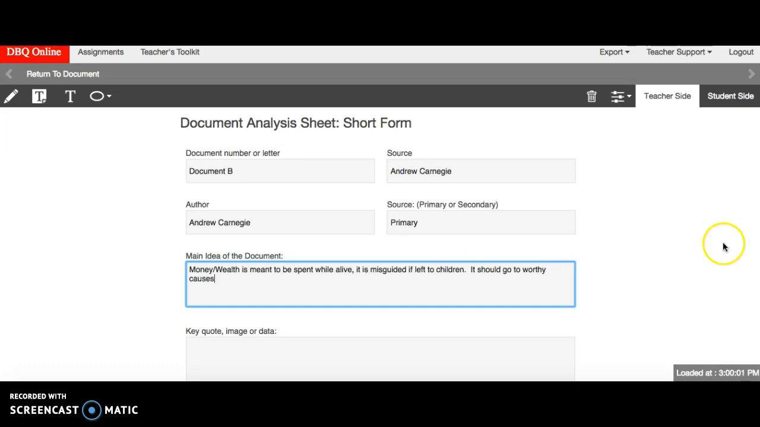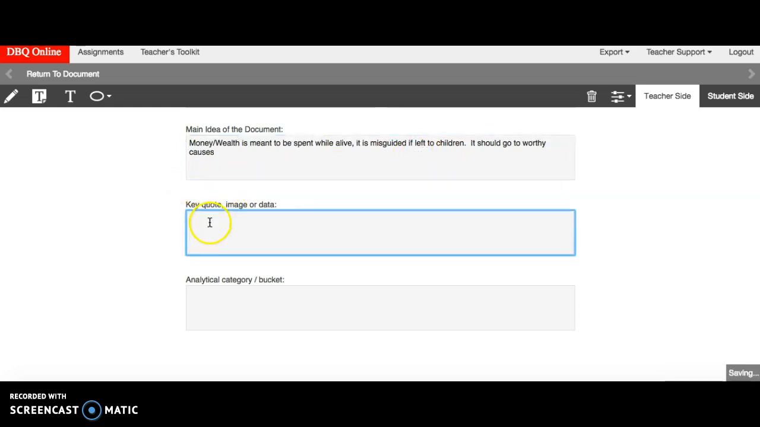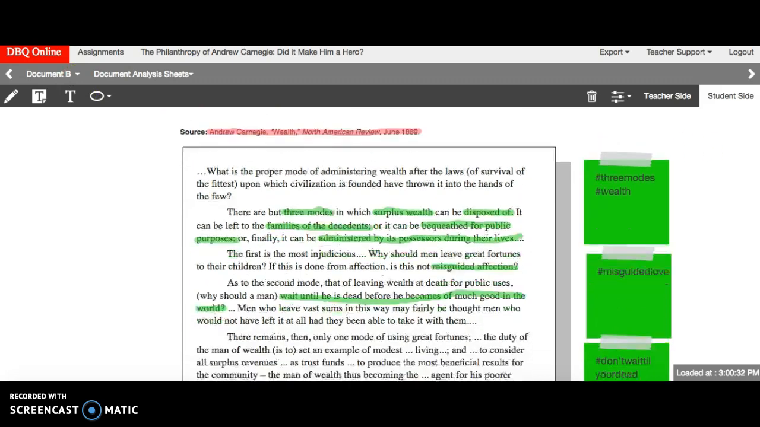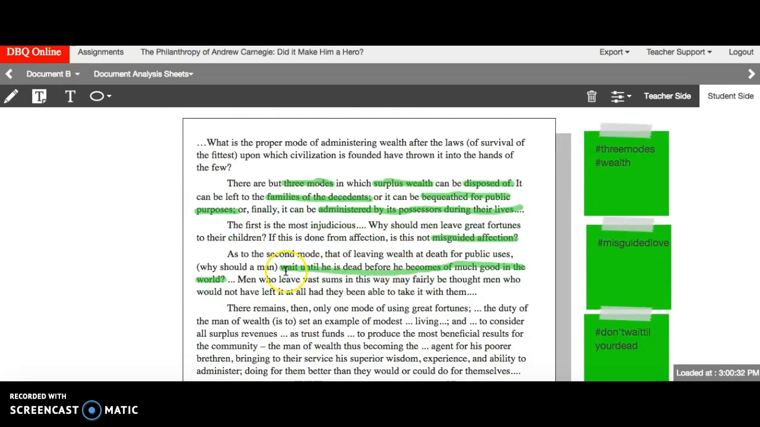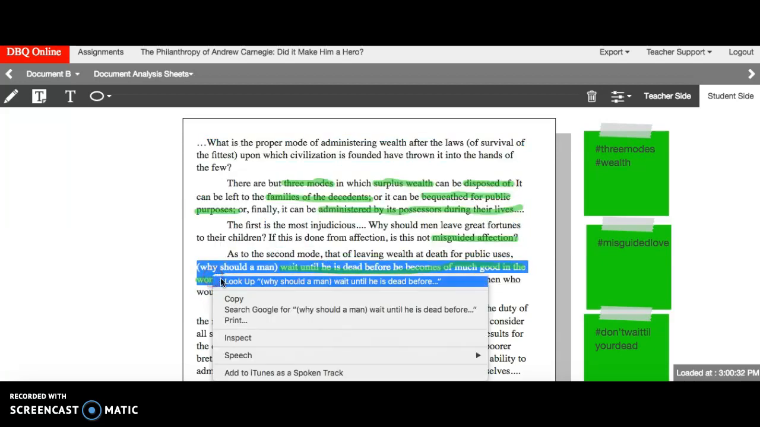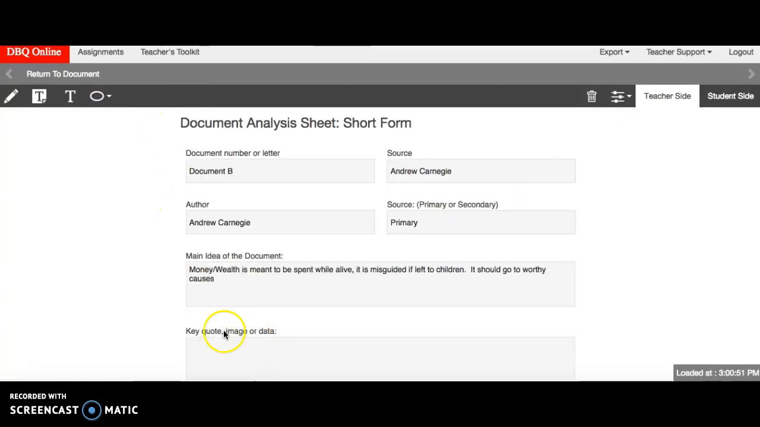So obviously now we just have to go down and take our quote from the text, something that supports that, to make our idea and our thinking whole. So I would pick this one here. Why should a man wait until he is dead before it becomes much good in the world? We should be able to just copy and paste right into here. And now you have that. And you have essentially just analyzed the first document.